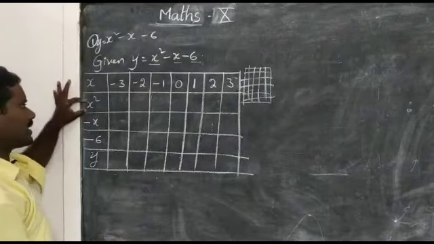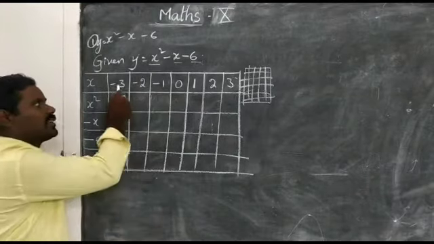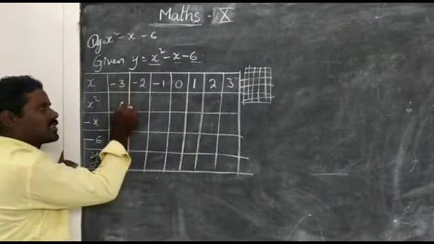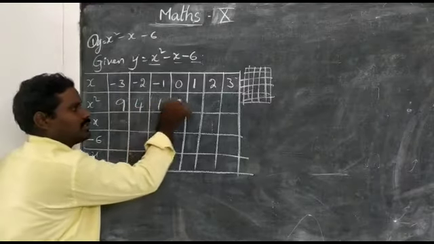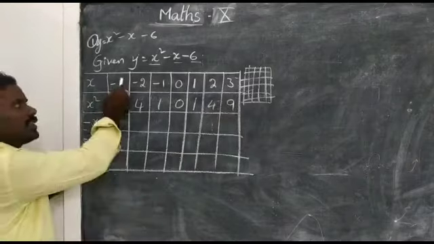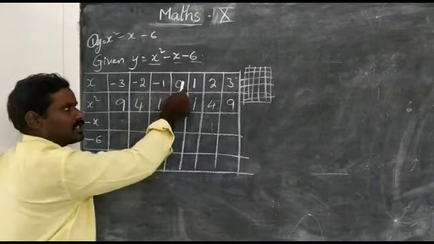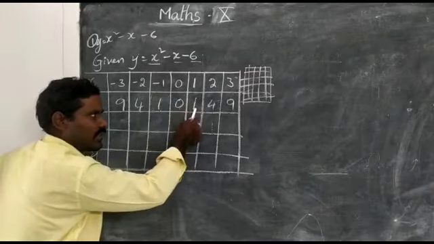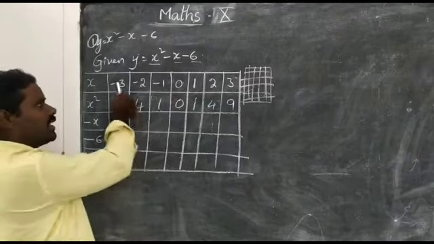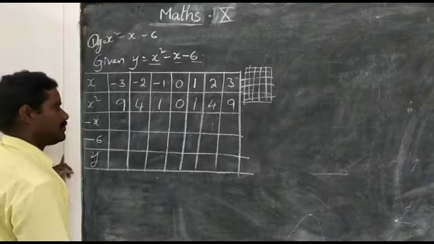Now substituting x square, the squares of these numbers. If you square a negative number we get positive, and a positive number is also positive. Now 3 square 9, 4, 1, 0, 1, 4, 9. Observe again: 3 square 9, 2 square 4, 1 square 1, 0 square 0, 1 square 1, 2 square 4, 3 square 9. Either negative or positive we are getting 9, 4, 1, 0, 1, 4, 9.